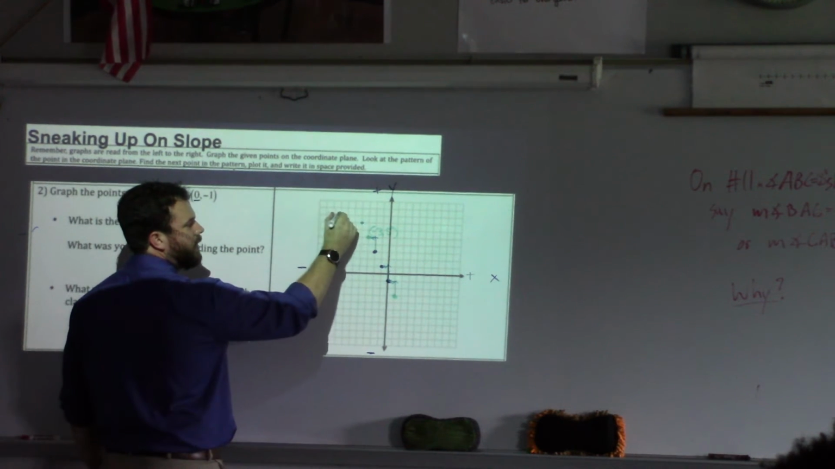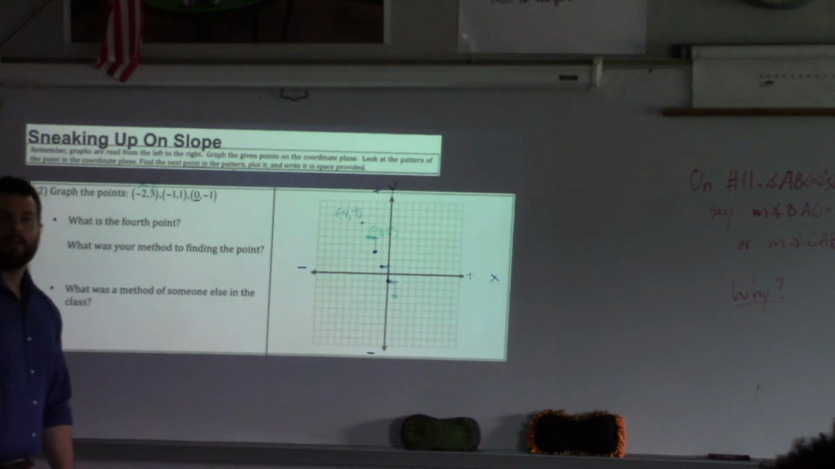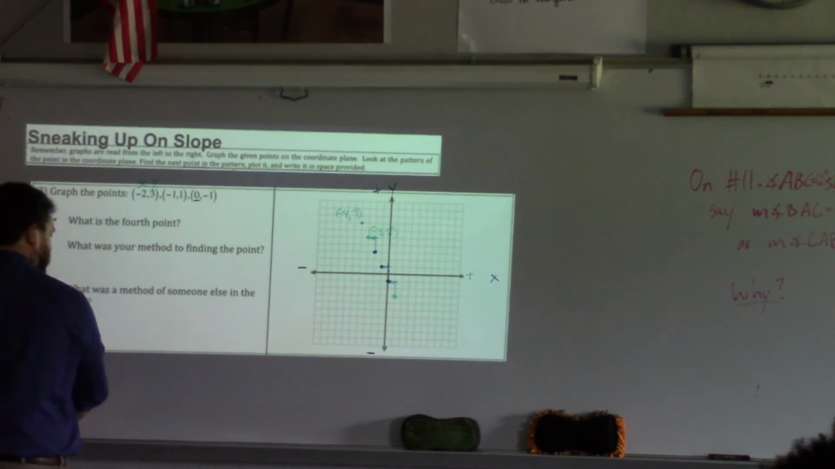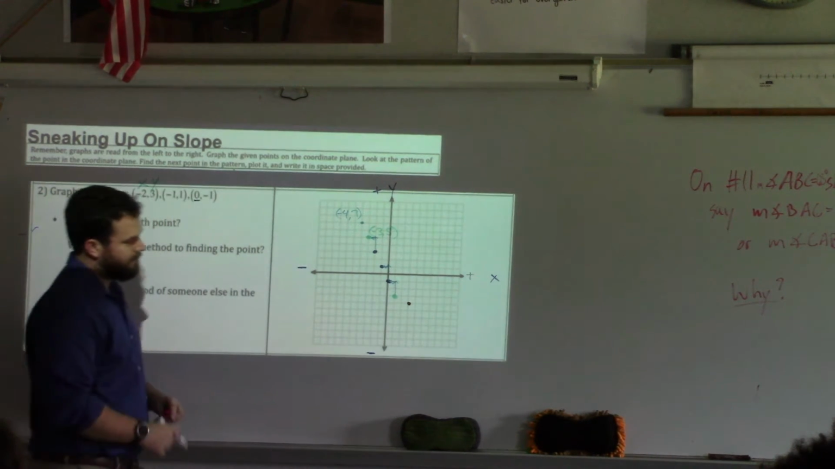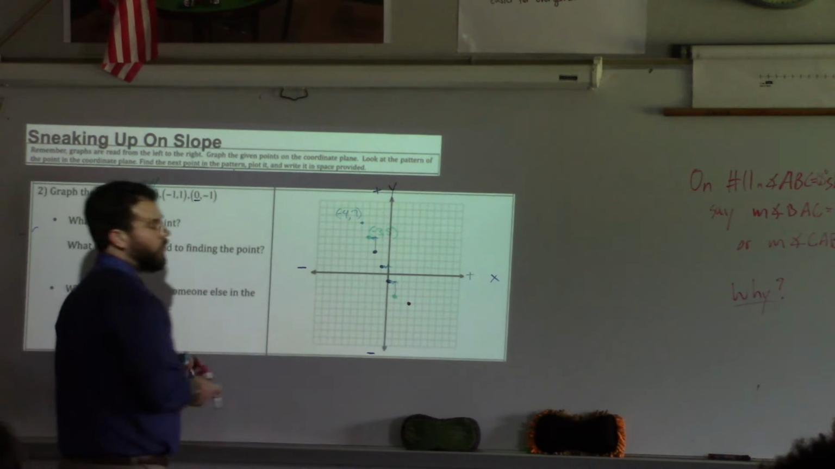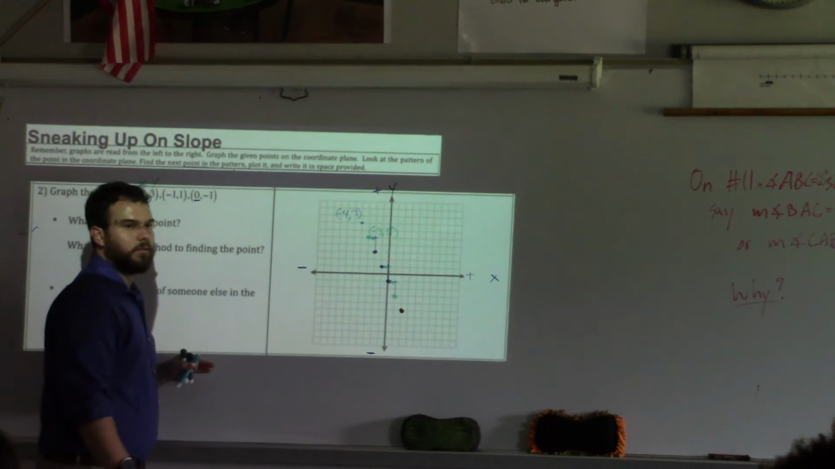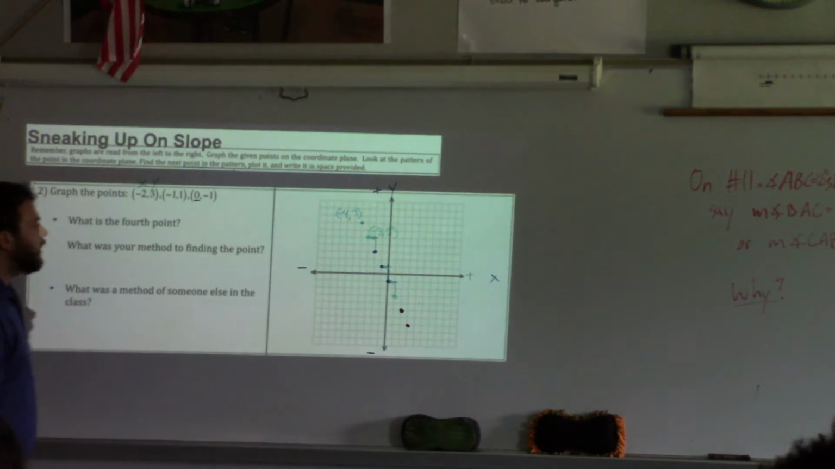Notice that gives me (-4, 7). We have to be careful. Is there another direction that I could be going? Yes. What is it? Down 1 and right 2. Does that look the same? No, down 2 to the right 1. If I go down 2 to the right 1, does that keep it going? Yeah. Could I do that again? Yes. Okay, so what is the method to finding the point?